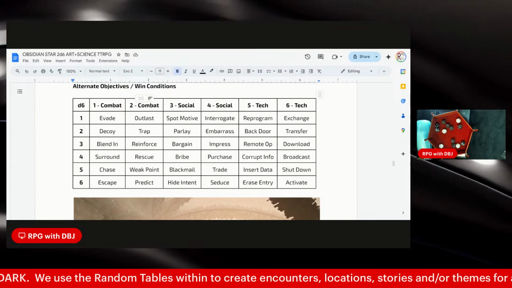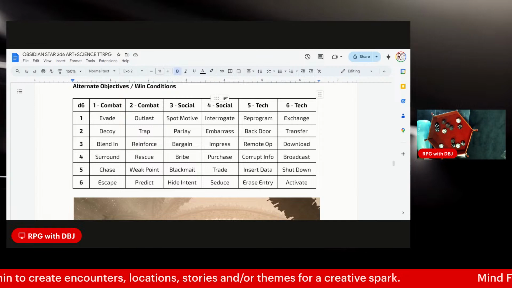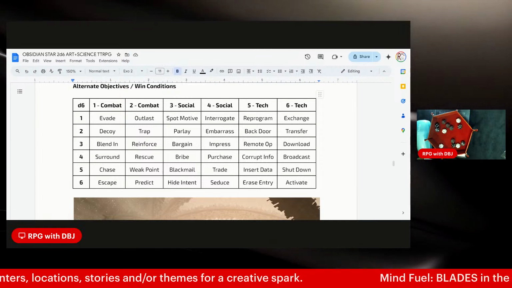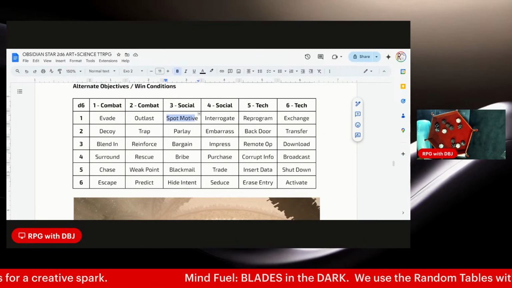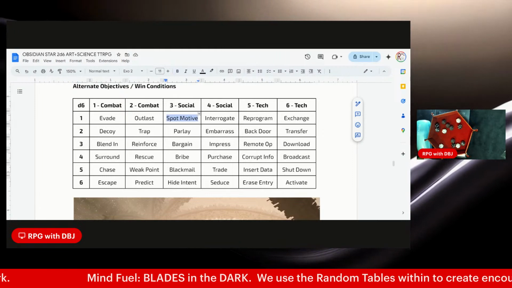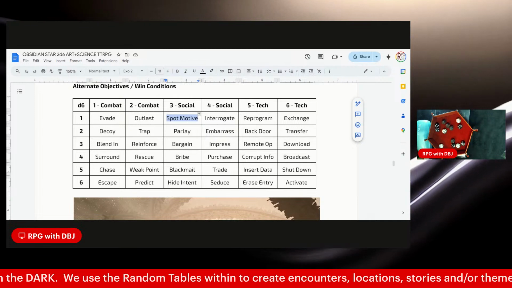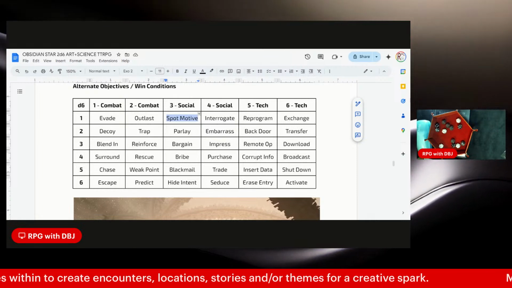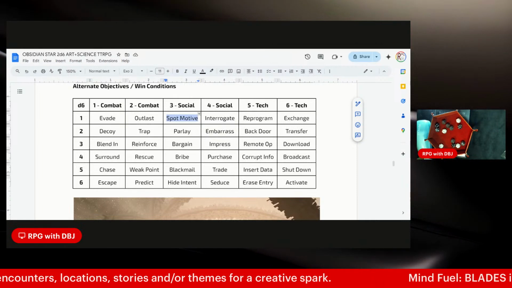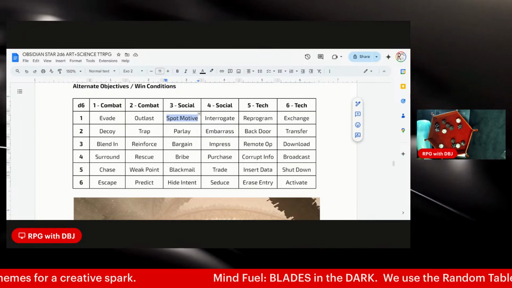So we have our general list of combat objectives, social objectives, and tech objectives. And there's things like spot motive, right? Maybe all the players really want is to spot the motive of the bad guy. And so that difficulty might be, let's say, a 3. So if they can get that 3 down to 0, they can spot the motive of the bad guy that's at the dinner theater or something.